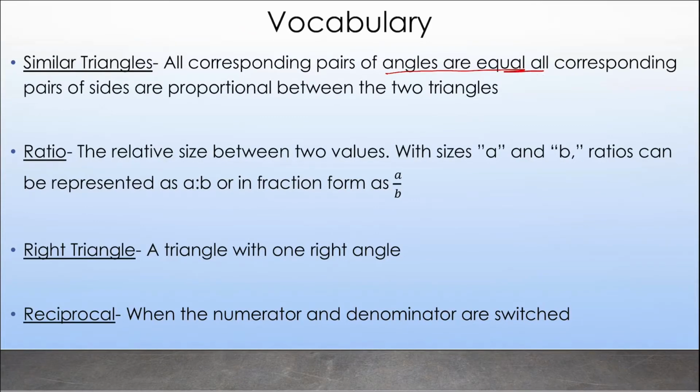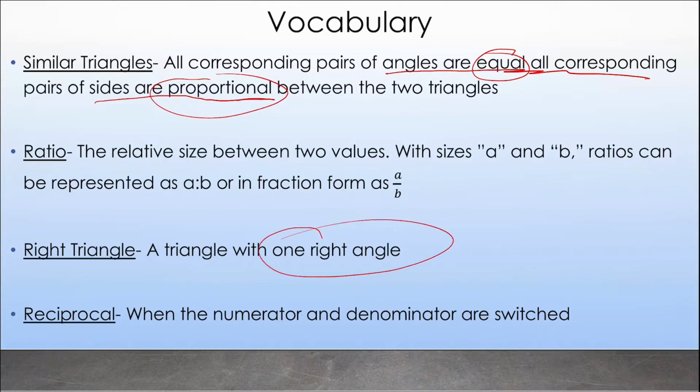So we have angles are equal and sides are proportional. A ratio is the relative size between two values with sizes a and b. Ratios can be represented as a to b or in fraction form as a over b. A right triangle is a triangle with one right angle. Can't have two or else it wouldn't be a triangle. A reciprocal is when the numerator and denominator are switched.